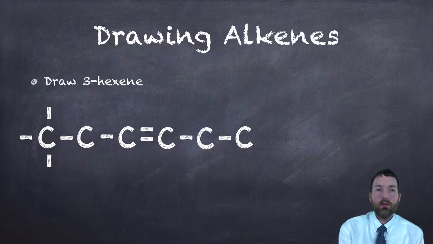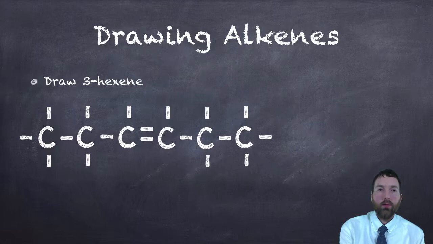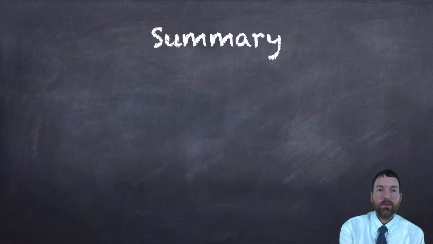So this one will get 3. This one will get 2. This one will get 1, so will the next one, and then this one will get 2, and the last one will get 3. There is 3-hexene.